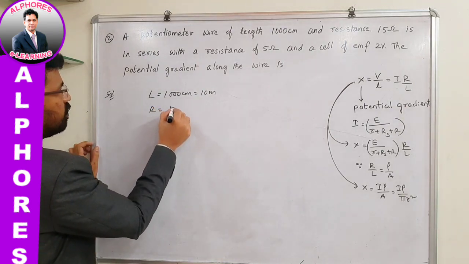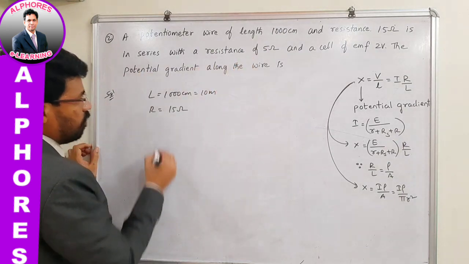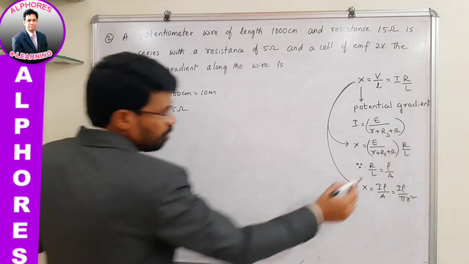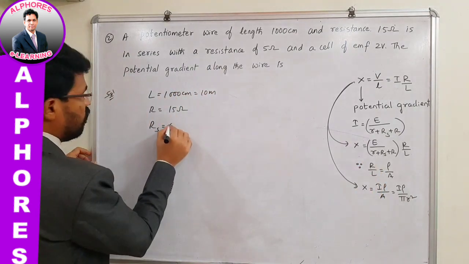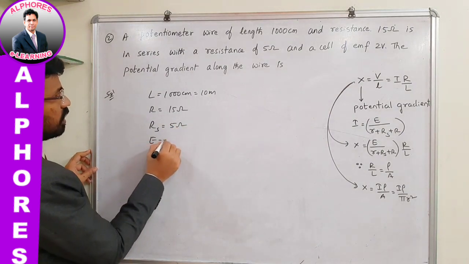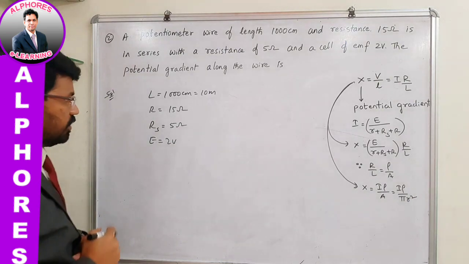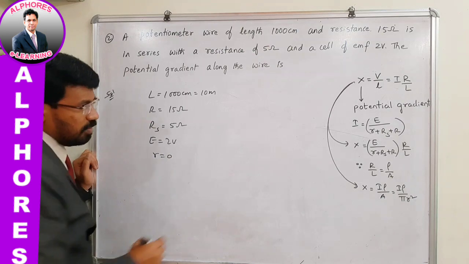given as 15 ohms, which is capital R, and it is in series with a resistance of 5 ohms. So whatever this 5 ohms is, it is referring to series resistance RS. So that RS value is how much? 5 ohms, and a cell of EMF 2 volts. So EMF of the cell is given as 2 volts. So the potential gradient along the wire is. So let us find out the potential gradient. Even here, internal resistance is equal to 0.